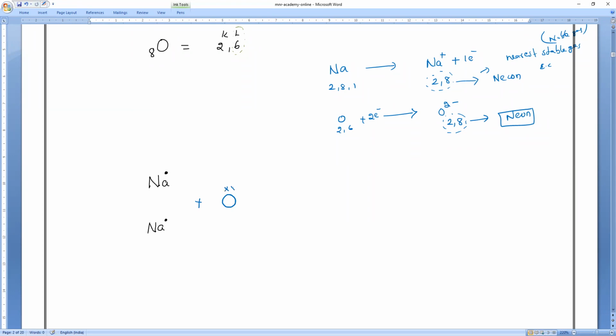What is the number of electrons in the valence shell? 1, 2, 3, 4, 5, and 6. So how many is needed? Two, to be stable in nature. Everybody, 2 is needed. So 1 sodium will donate 1, another sodium will donate 1. So totally it will become what? 2.